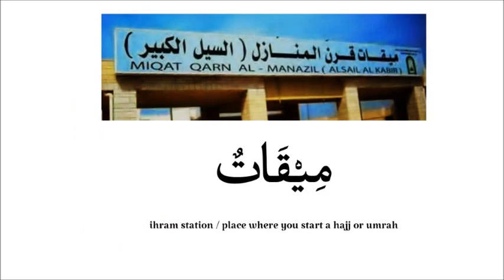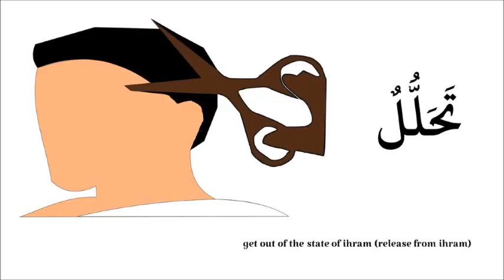Miqat. Miqat means Ihram station or place where you start a Hajj or Umrah. Tahallul. Tahallul means get out of the state of Ihram or release from Ihram.